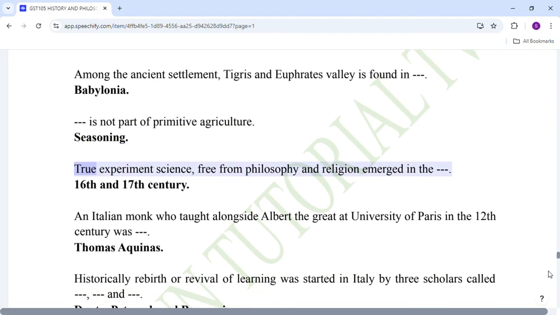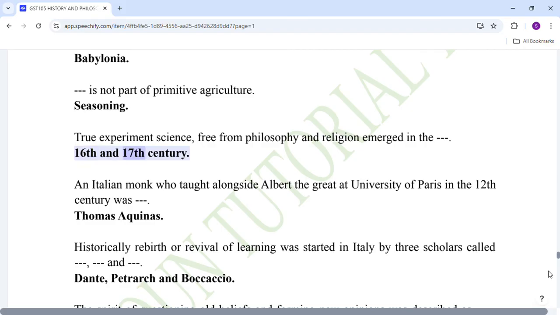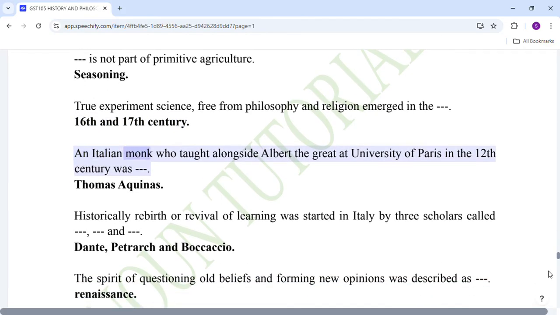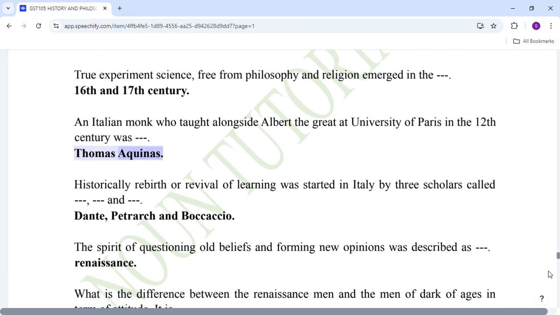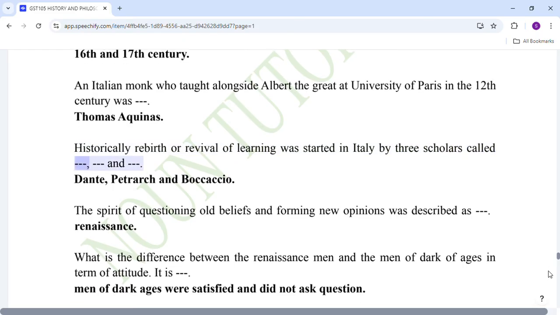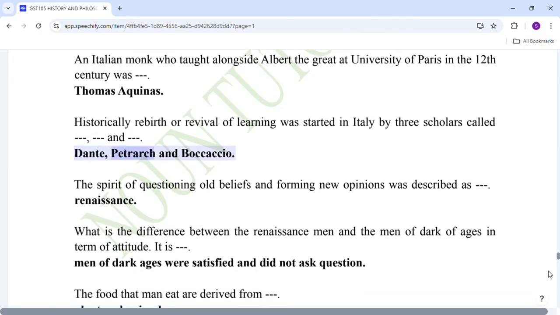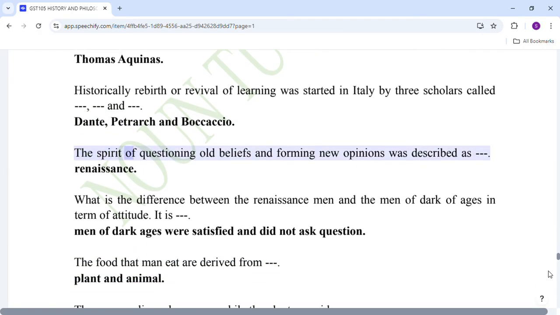Seasoning is not part of primitive agriculture. True experimental science, free from philosophy and religion, emerged in the 16th and 17th century. An Italian monk who taught alongside Albert the Great at the University of Paris in the 12th century was Thomas Aquinas. Historically, the rebirth or revival of learning was started in Italy by three scholars called Dante, Petrarch, and Boccaccio.